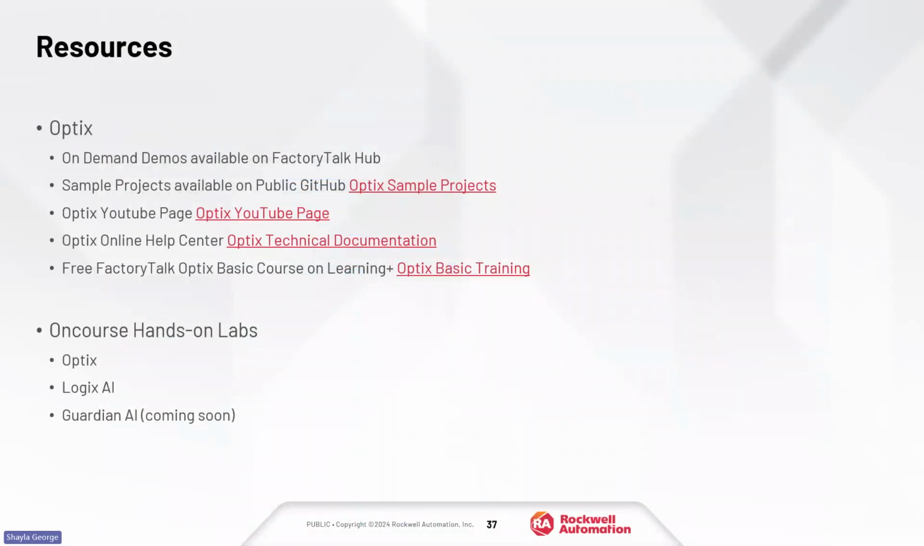And then lastly, I'd like to highlight a couple of resources available to you on some of the technologies I covered today. Several are available with FactoryTalk Optics. On FactoryTalk Hub, there are on-demand demos available, so you can open those up and demo different applications inside of FactoryTalk Optics. We have a public GitHub repository with sample projects. You can open up different sample projects, integrate them into Optics applications, and use them or test to see how they work.